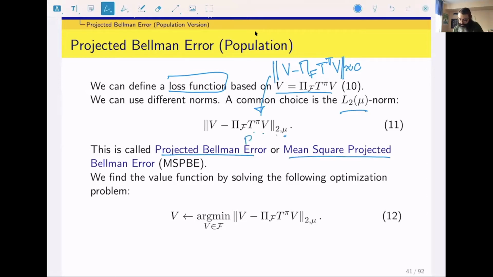PBE, projected Bellman error. If we define this, we try to find a value function that minimizes this projected Bellman error. This means that we want to solve an optimization problem that looks like this: we find a V inside that value function space that minimizes this projected Bellman error. Or we can sometimes take the square of it. It doesn't change the optimization. Sometimes it might make solving the optimization problem or manipulation easier. But that's the basic idea of projected Bellman error.